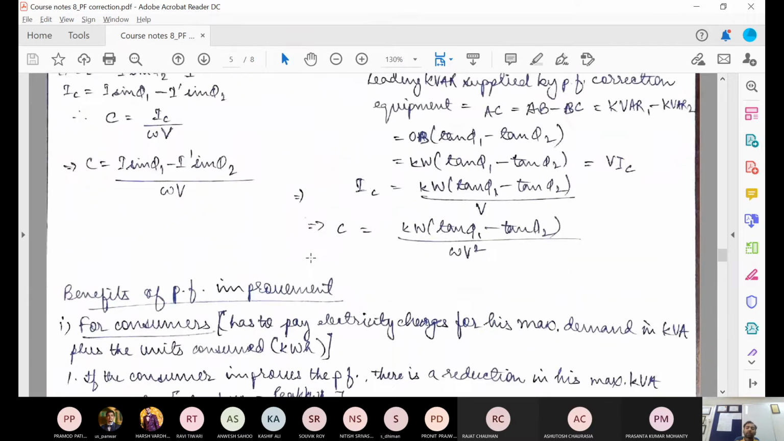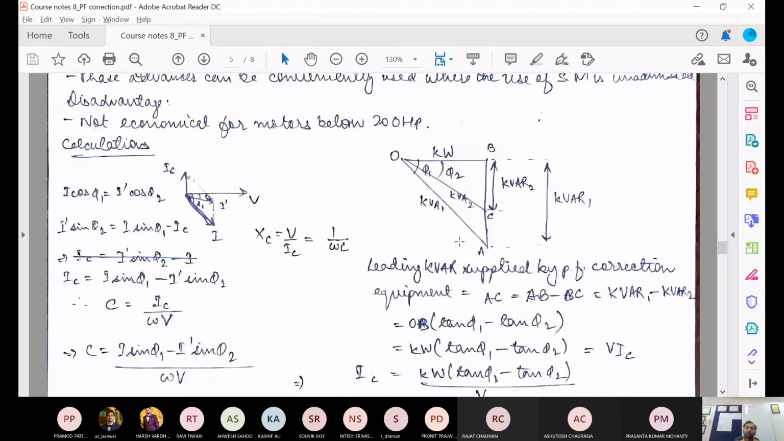Because one question can be there: to what extent should we improve this power factor? There is some phi1 which is existing in the system. Let's say this phi1 is 45 degrees, which is not really a good power factor angle, because cos phi will be 0.70, or 70% power factor, which would be not really good.